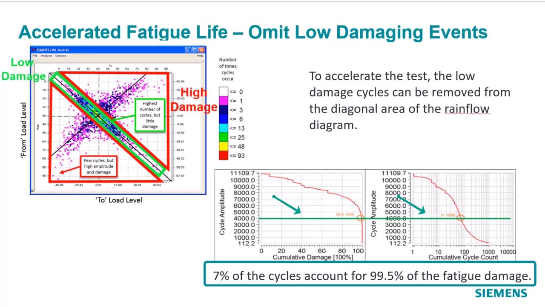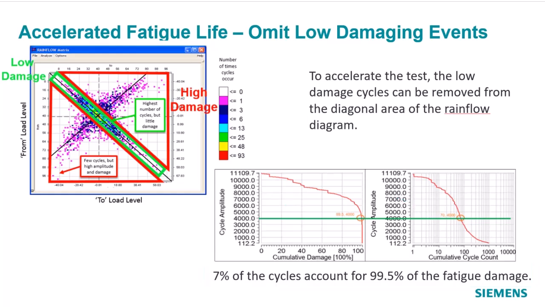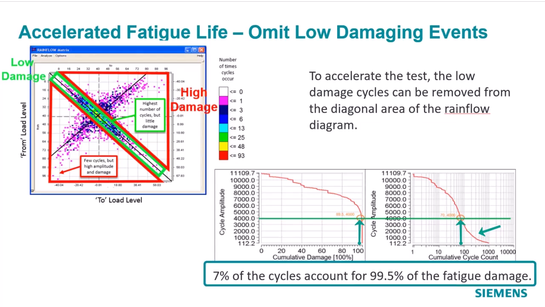and not the ones below 4,000. If we look in terms of cycle count versus the amplitude, for this 4,000, that is only 70 cycles out of the total 10,000 cycles. These 70 cycles which have the amplitude above 4,000, those are the ones which are causing 99.5% of the damage. So to accelerate the test, we can remove all these cycles which are not causing much damage and which have these low amplitudes.